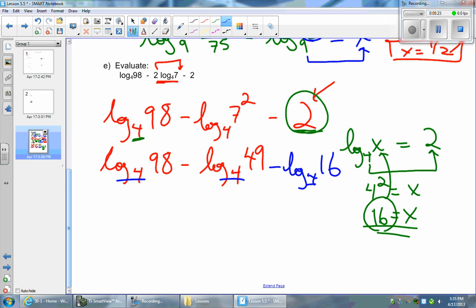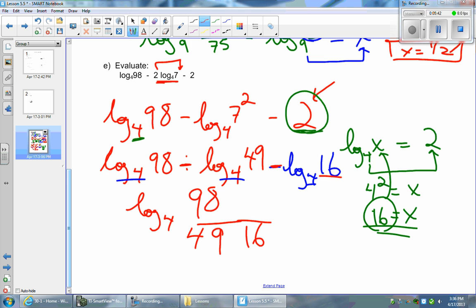So check this out now. Okay, so you got log 4 of 98, right? There's 98. You know it's going to be divided by, because subtraction means divided. Divide that by 49, and you're also going to divide the whole thing by 16. So divide this by 16. So in fact, you're going to get something that looks like this. Well, let's do some nice little mathematics here. You'll notice that 49 goes into 98 2 times. So you're going to have log 4 of 2 over 16.